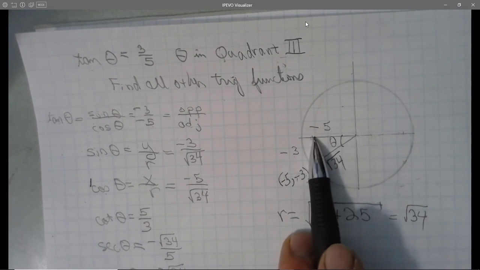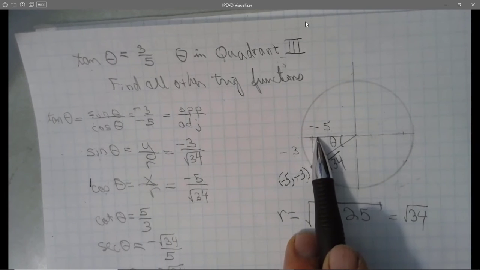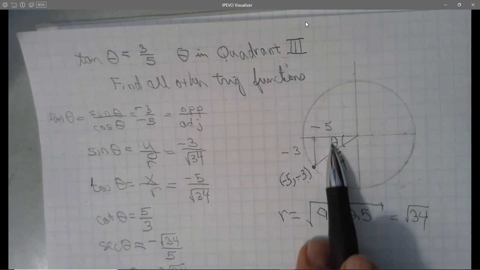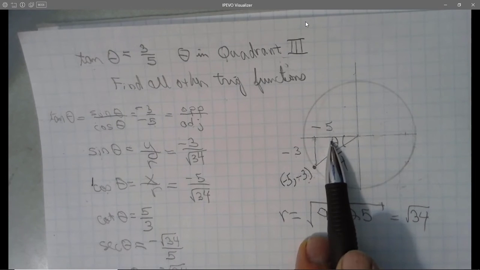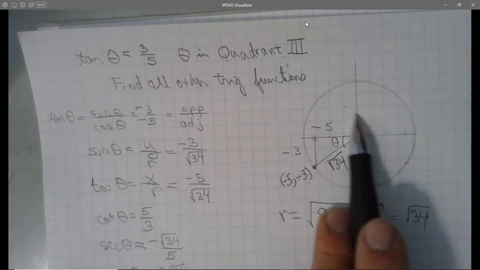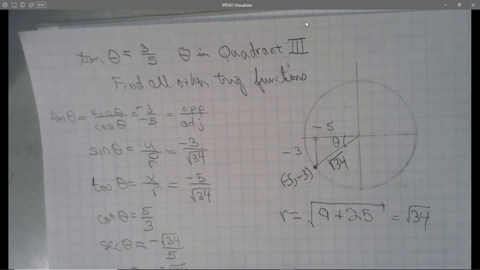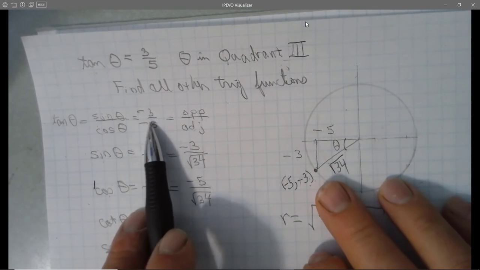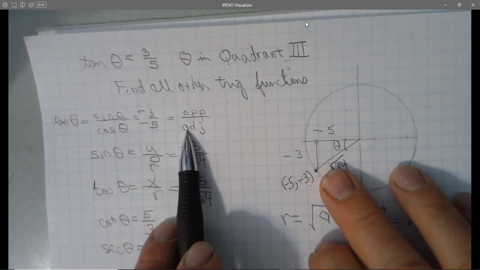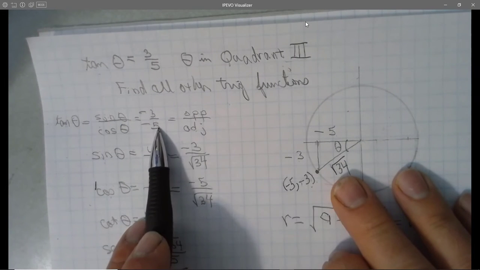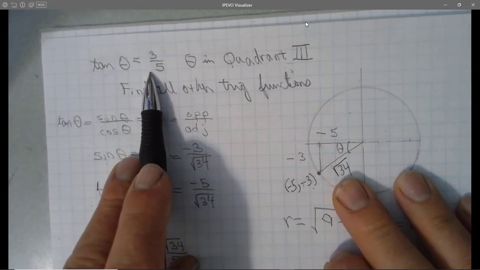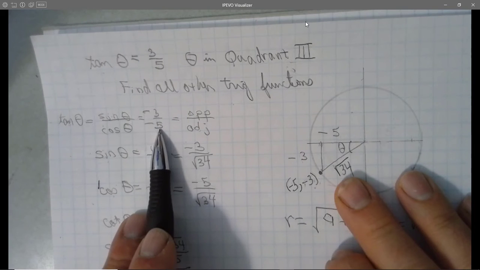If we're just talking about the triangle, of course, you could say that this side of the triangle is 5 units long and this side of the triangle is 3 units long. If you worked with the positive versions, it would tell you the reference angle for theta here, but we're really interested in this total angle now. All right, so we have the opposite over the adjacent is -3 over -5. That's plus 3/5, which agrees with the specification we were given at the beginning.